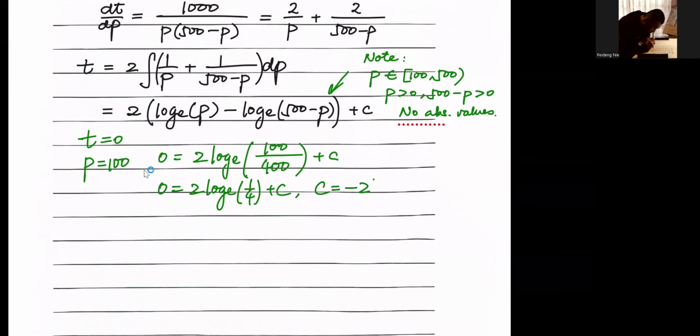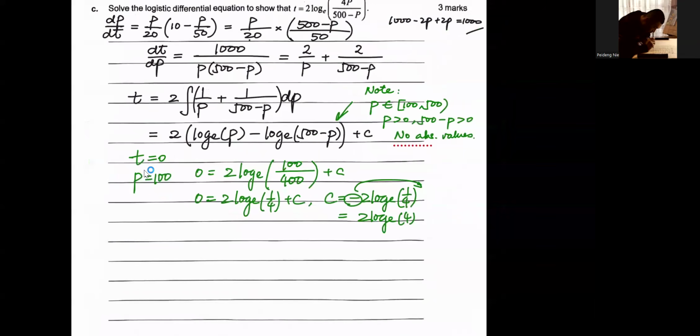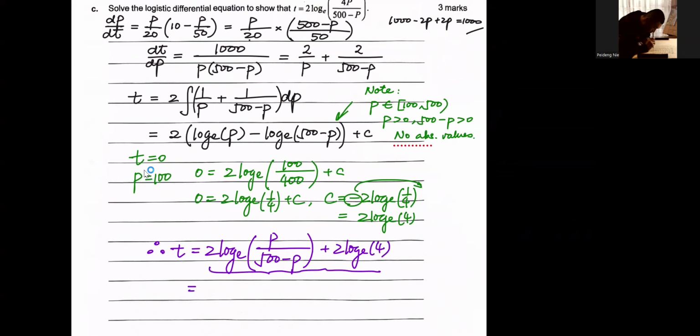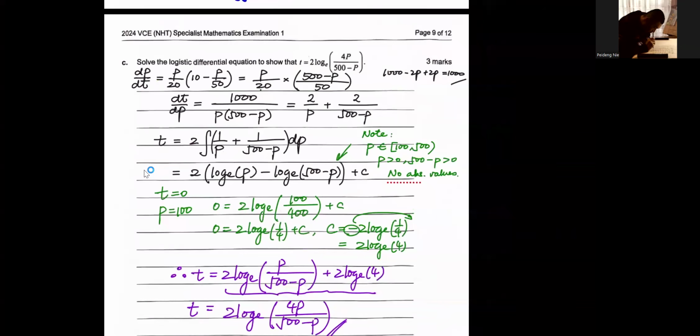And the C is just negative 2 log e of a quarter, which is 2 log e of 4. If you put the negative sign here and reciprocate your argument, eventually I can just put it back. Therefore, t equals 2 log e of P divided by 500 minus P, plus 2 log e 4. And you can just merge them together. t is 2 log e of 4P divided by 500 minus P. And that is the result required, okay?